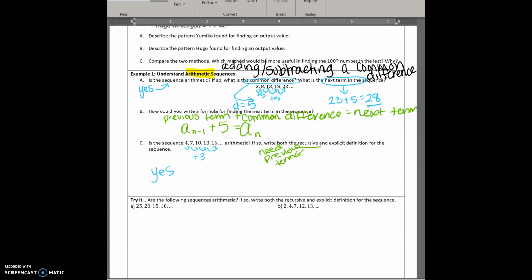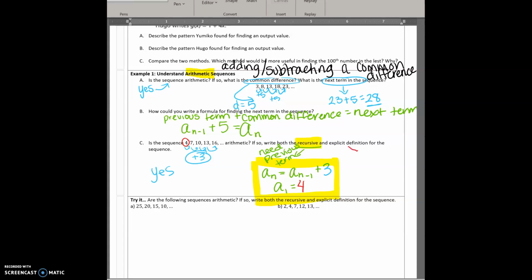So let's start with that one. The recursive general form is a sub n minus 1 plus the common difference. And then you always state the first term because we need the previous term to find the next one. So that would be listed here. The first term in the sequence is this 4, so we would write 4 here. And then we need to plug in the common difference, which we said is adding 3. So we're going to write a 3 here. And so this right here would be our recursive formula.